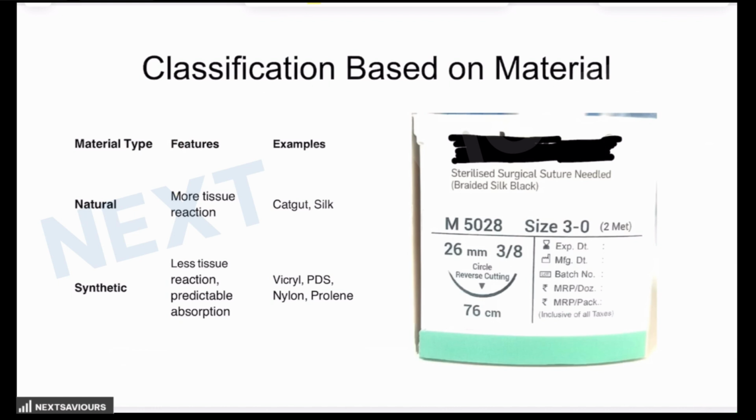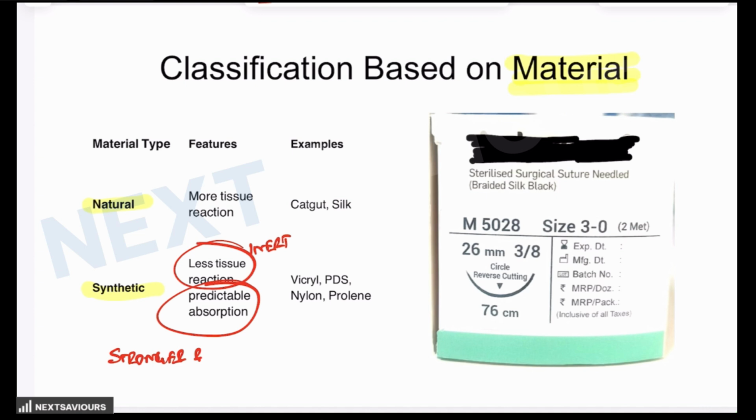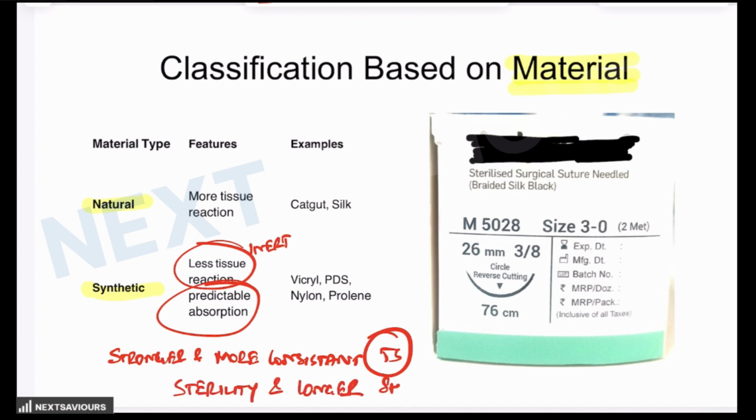Now, this is something that you already are aware of. Second is the classification based on the material, whether the thread is a natural thread or a synthetic thread. Obviously, a synthetic thread has the advantage of lesser tissue reaction because it is inert. It has predictable absorption rates. It is stronger and more consistent as far as the tensile strength of the suture is concerned, and it has better sterility and a longer shelf life. So these are the advantages of the synthetic sutures.